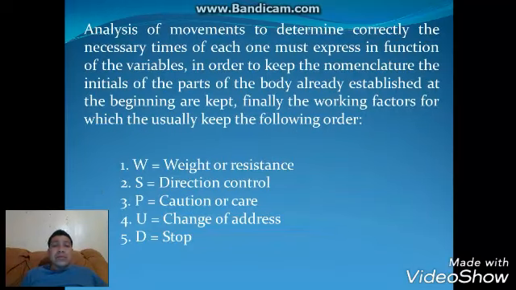In the analysis of movements, to correctly determine the necessary times of each one, they must be expressed as a function of the variables. In order to keep the nomenclature, the initials of the parts of the body already established at the beginning are kept. Finally, the work factors usually keep the following order: 1. Weight or resistance. 2. Direction control. 3. Caution or care. 4. Change of direction. And 5. Stop.